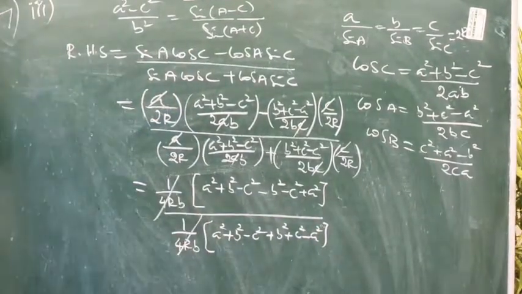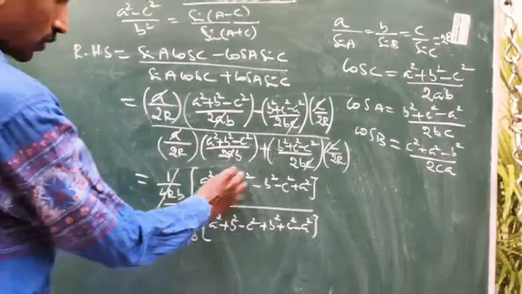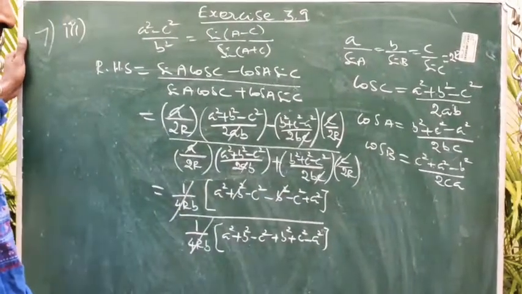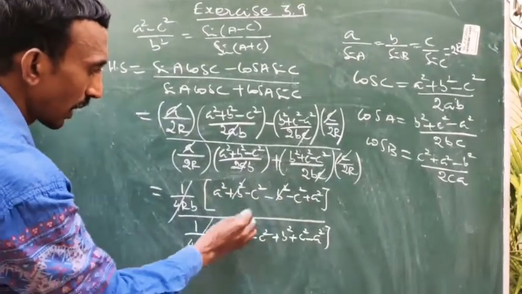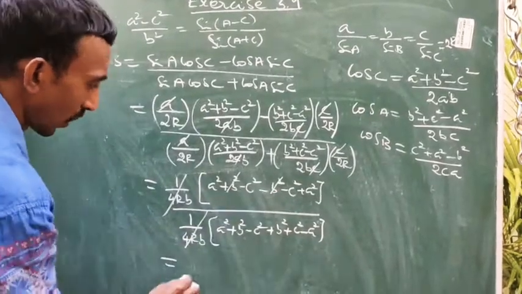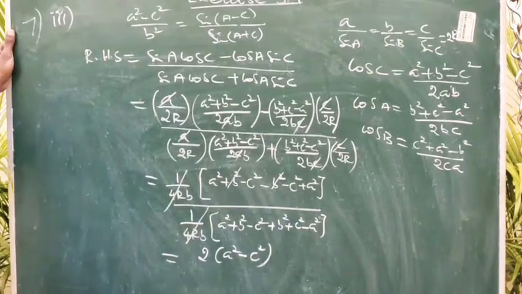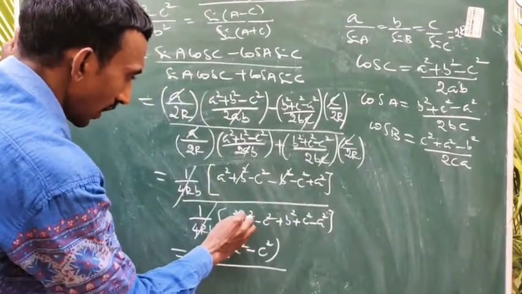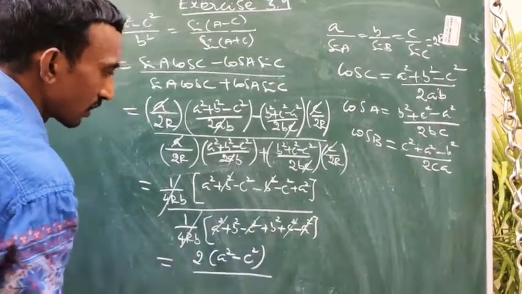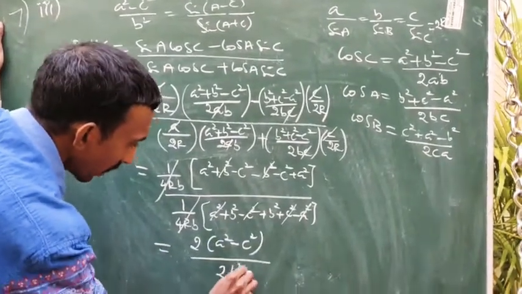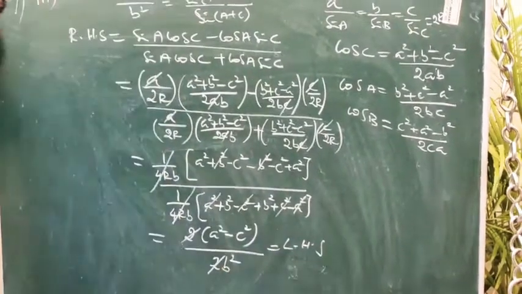So these two values cancel. Again, what we are getting? B square minus b square cancel. So what we are getting? 2 times a square minus 2 times c square. We can take 2 common. So 2 times (a square minus c square), numerator. So denominator, a square minus a square cancel and c square minus c square cancel, 2 times b square. So 2 cancel, that is the LHS.